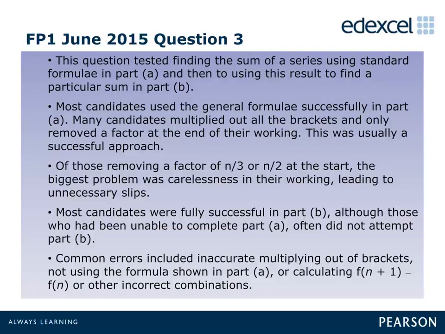Of those removing a factor of n over 3 or n over 2 at the start, the biggest problem was carelessness in their working, leading to unnecessary slips. Most candidates were fully successful in Part B, although those who had been unable to complete Part A often did not attempt Part B. Common errors included inaccurate multiplying out of brackets, not using the formula shown in Part A, or calculating f of n plus 1 minus f of n, or other incorrect combinations.